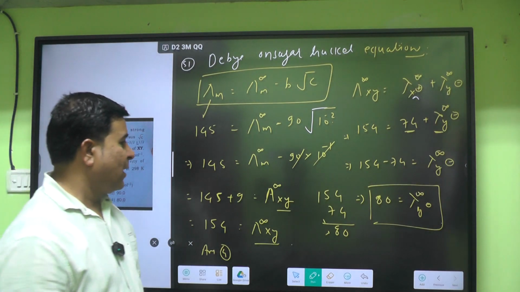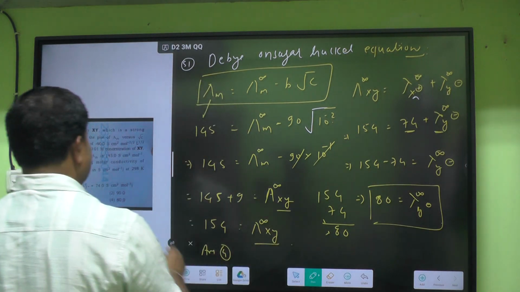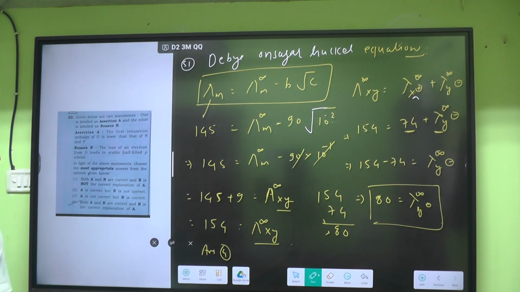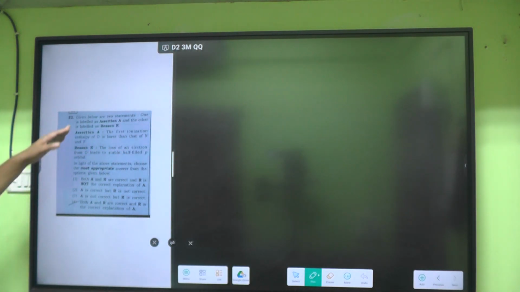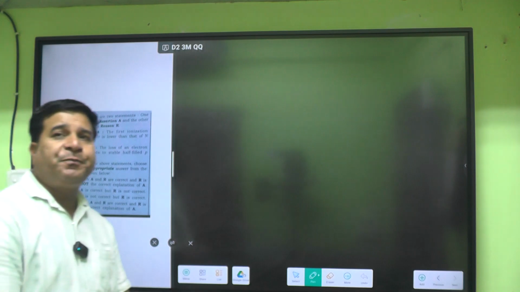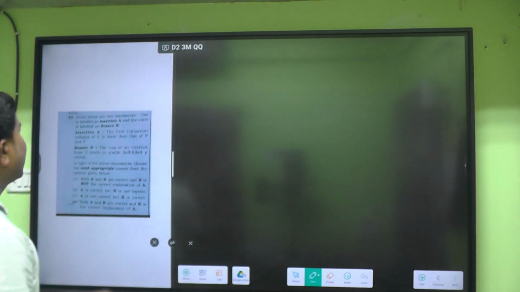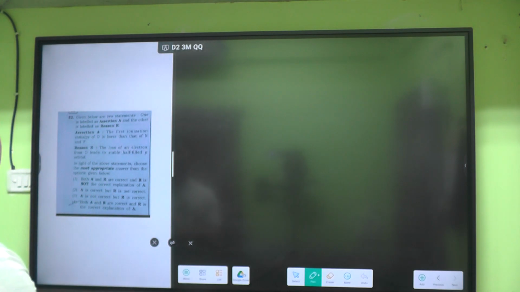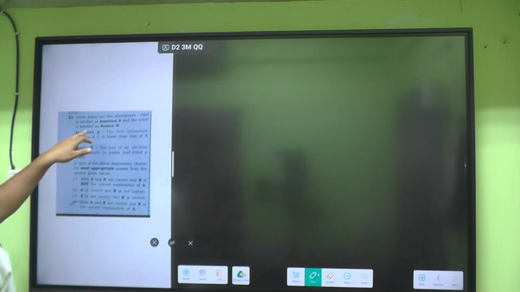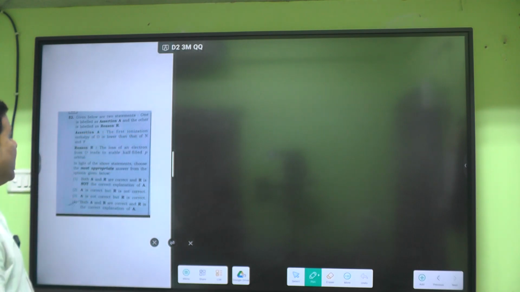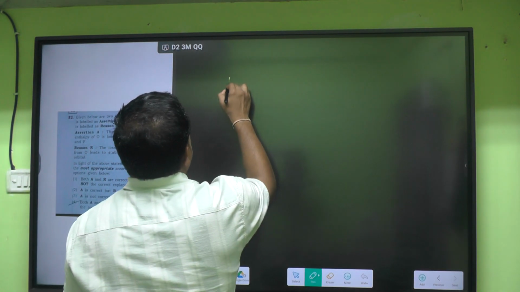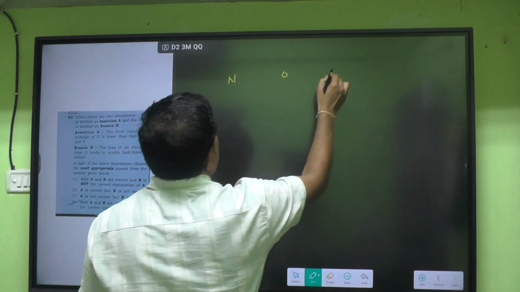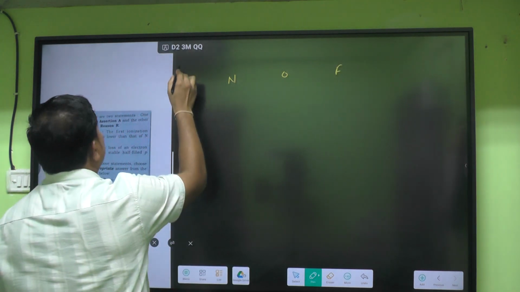Okay. Now the next question we discuss is 52. Given below are two statements, one labeled as assertion and the other labeled as reason. The assertion: the first ionization enthalpy of oxygen is lower than nitrogen and fluorine. So remember here, nitrogen, oxygen, fluorine.